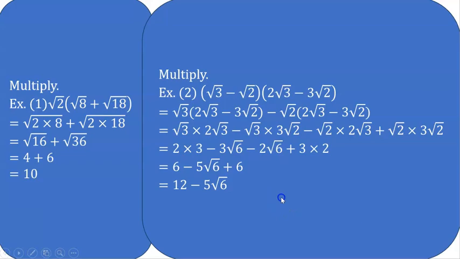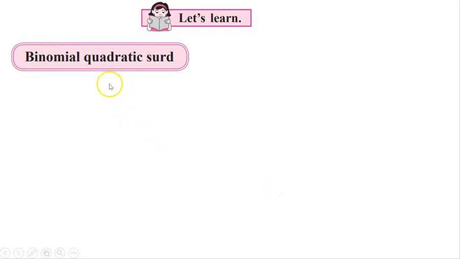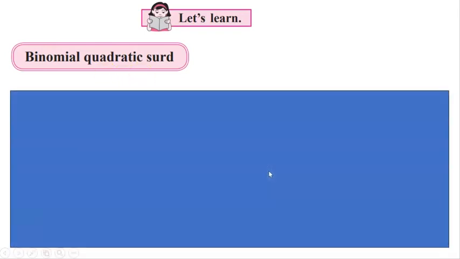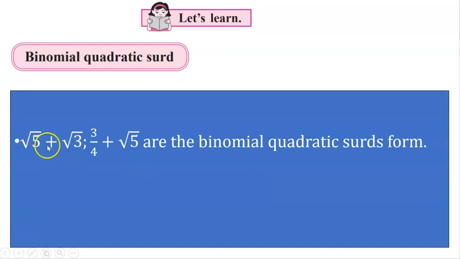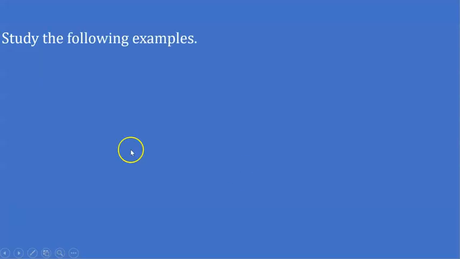Now next, binomial quadratic surd. Root 5 plus root 3, 3 by 4 plus root 5 are the binomial quadratic surds form. Root 5 minus root 3, 3 by 4 minus root 5 are also binomial quadratic surds. Now study the following examples.